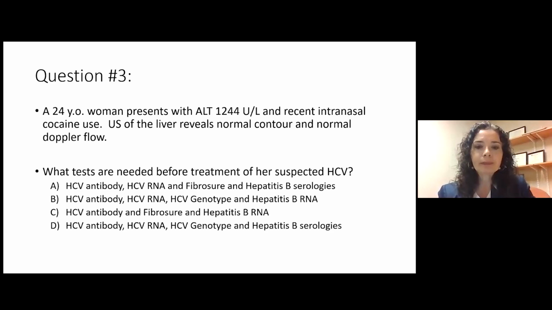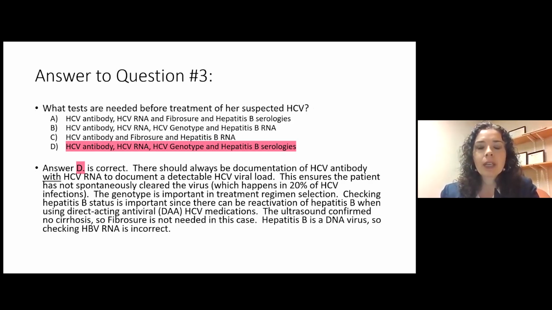So hopefully this one was a little bit easier. Hepatitis C antibody always is followed by the RNA, and you do want to check their genotype before treatment and also get hepatitis B serologies. Again, reminding you that 20% of patients may spontaneously clear the virus, so you always want to check an RNA. The genotype, again, is important in the regimen selection, and you want to make sure you know their hepatitis B status.